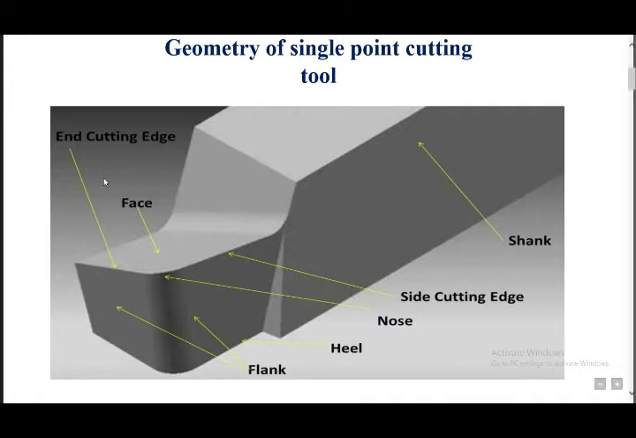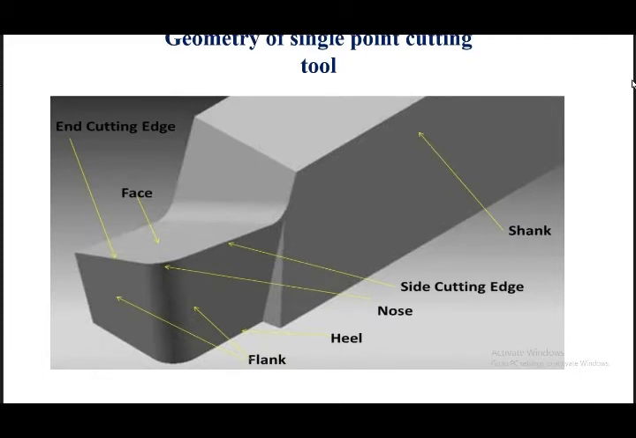Observe this slide. What is the face? Here this is the face, end cutting edge, flank, nose, side cutting edge, and shank, and flank. One by one we will discuss. What is the shank? Here this is the shank. It is the body of the tool which is unground.